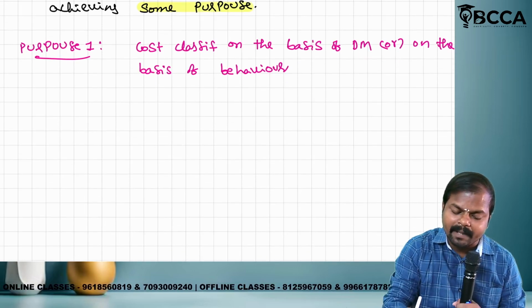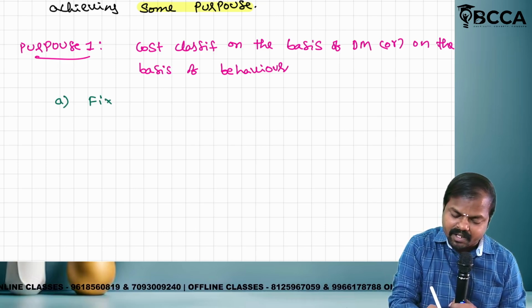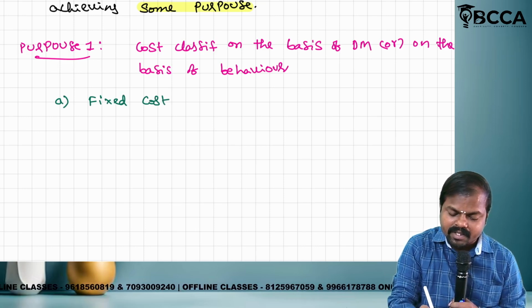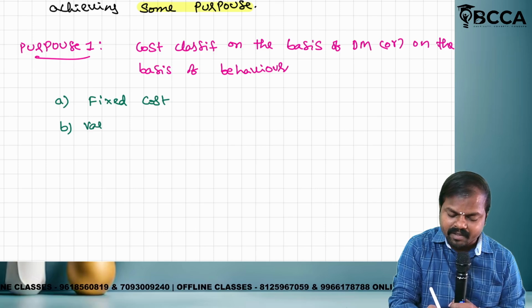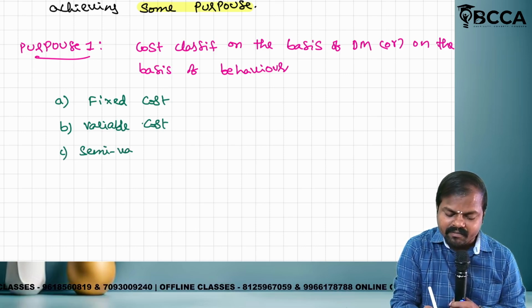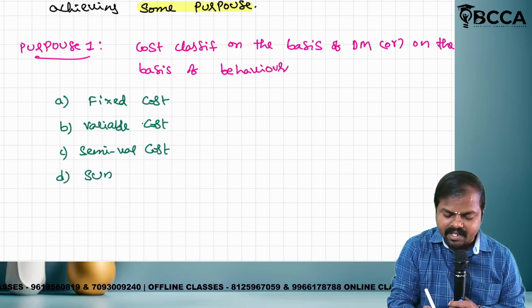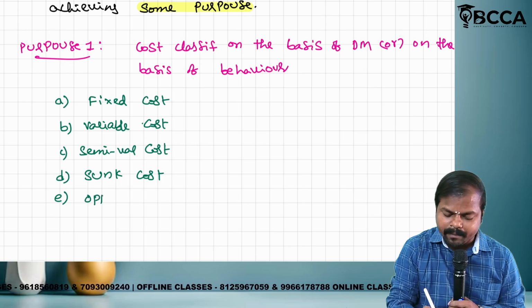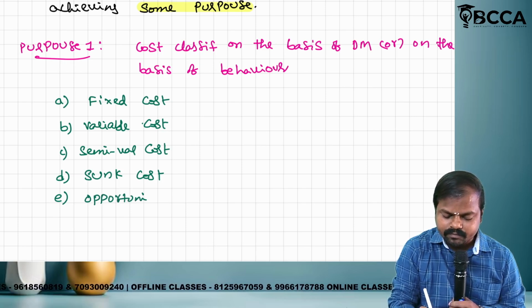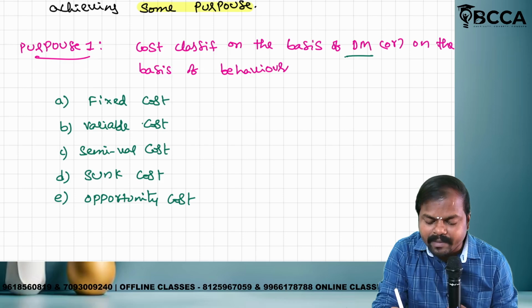Decision making purpose. So small a, fixed cost. Small b, variable cost. Small c, semi variable cost. Small d, sunk cost. Small e, opportunity cost.